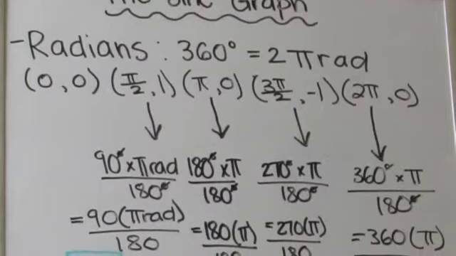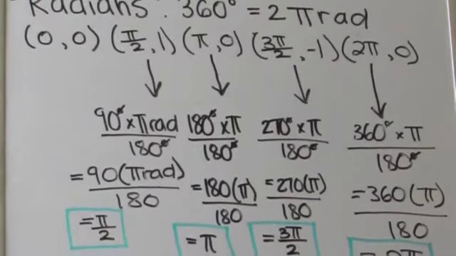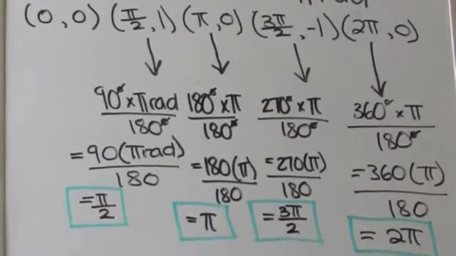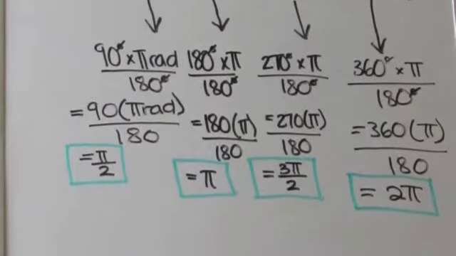As you can see, each degree value was multiplied by pi and divided by 180 degrees. The degrees cancel out and you are left with 90 times pi divided by 180, and you are left with the radian value.